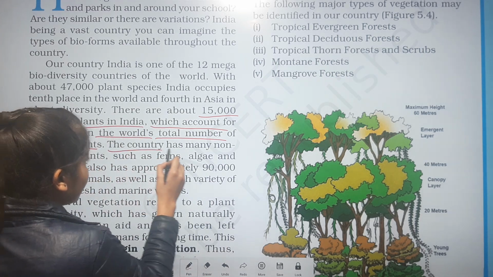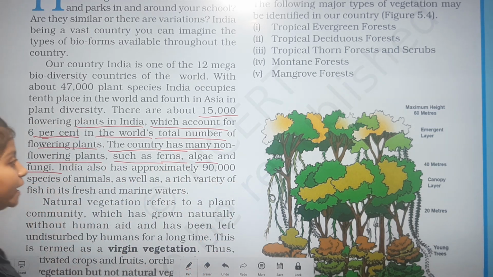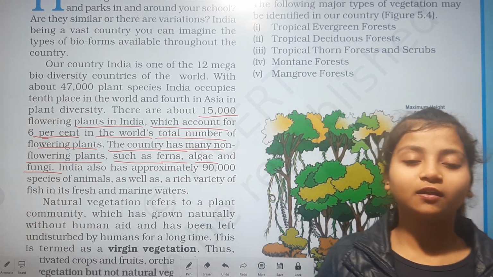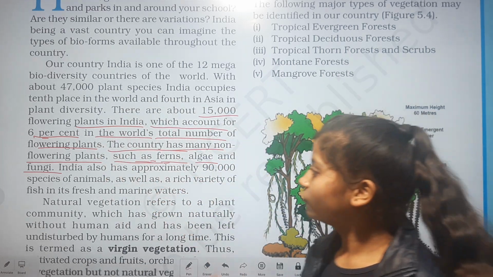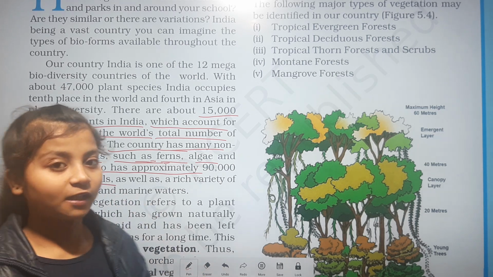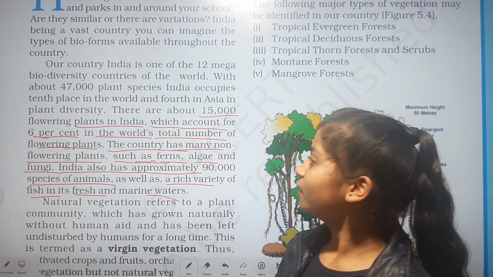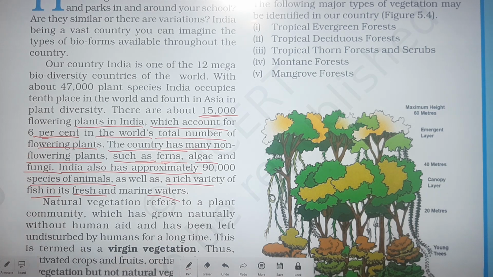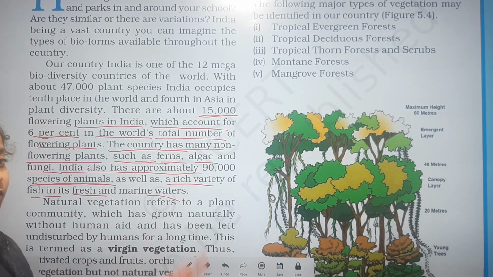So the country has many non-flowering plants such as ferns, algae and fungi. Non-flowering plants are plants that do not give flowers. India also has approximately 90,000 species of animals as well as a rich variety of fish in its fresh and marine waters. So there are 47,000 plant species, 15,000 flowering plants, and 90,000 species of animals, as well as a rich variety of fish.